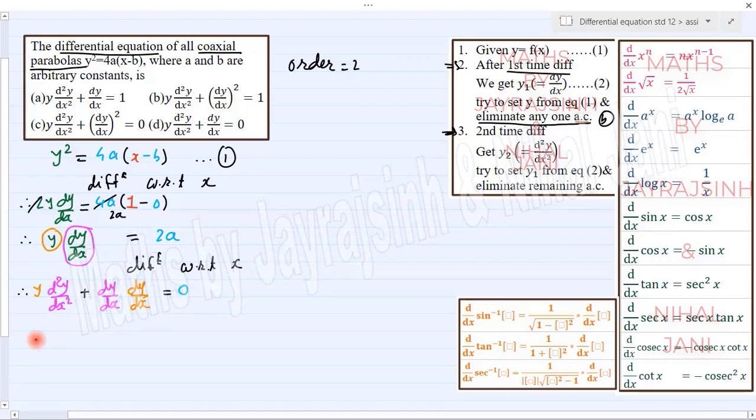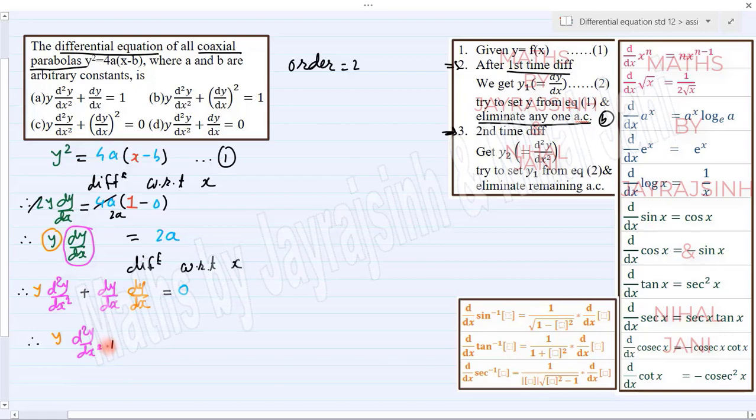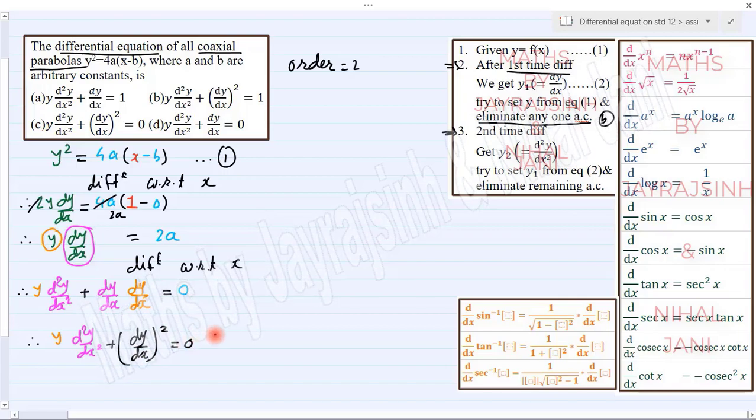be 0. So here we'll get y into d square y by dx square plus dy by dx the whole square is equal to 0, which is given in option C. Tada!